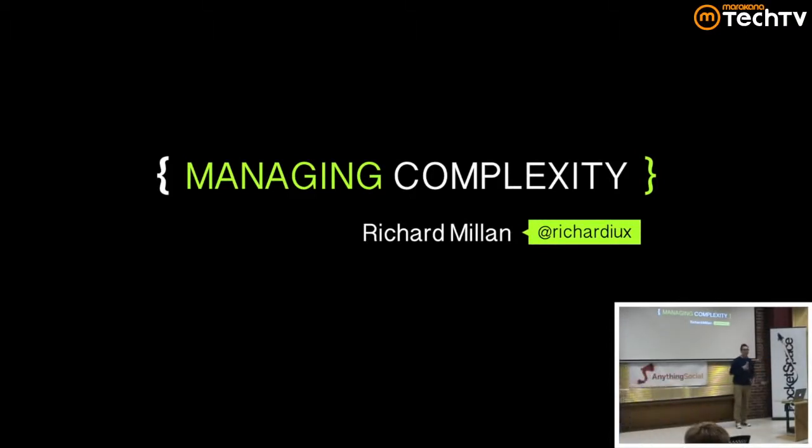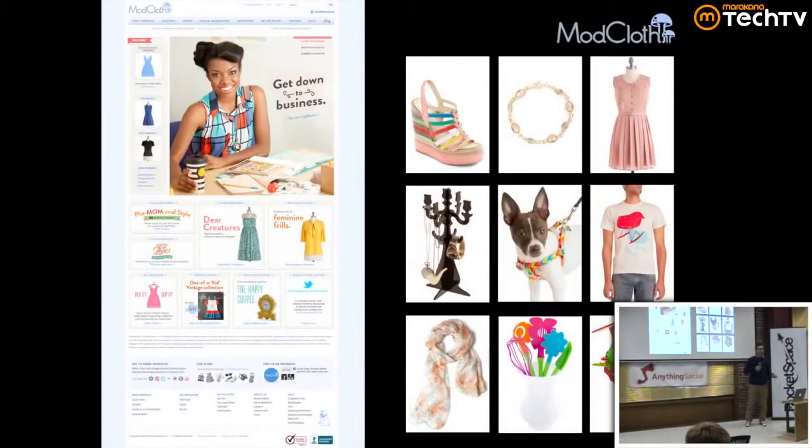I'm Richard Millen. I'm a Rails developer at Mockcloth. And Mockcloth is an online retailer who specializes in vintage-inspired clothing and accessories. Currently, I'm the lead of the team that builds internal tools to manage the supply chain. And we have many systems that work together and deal with a lot of complexity.